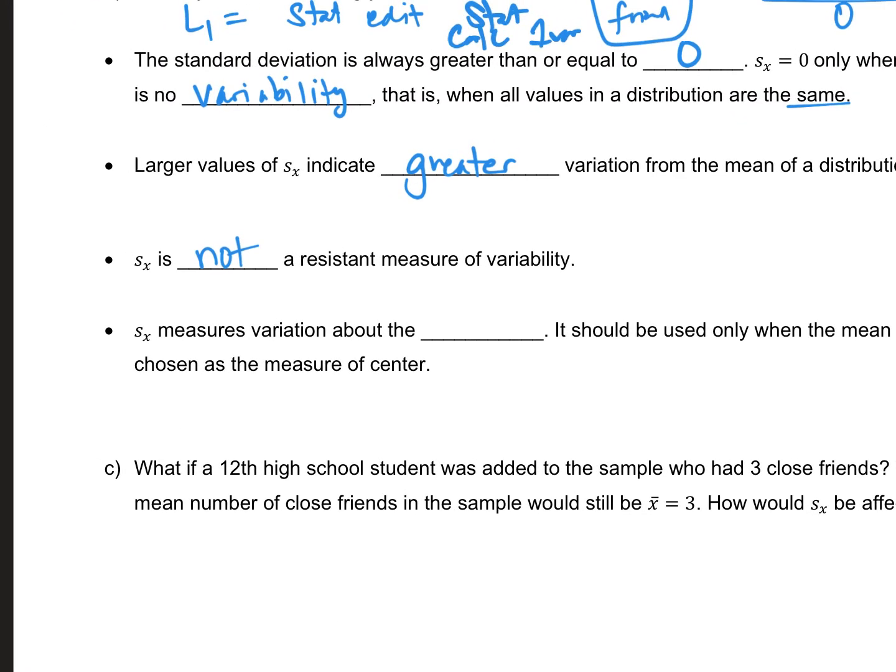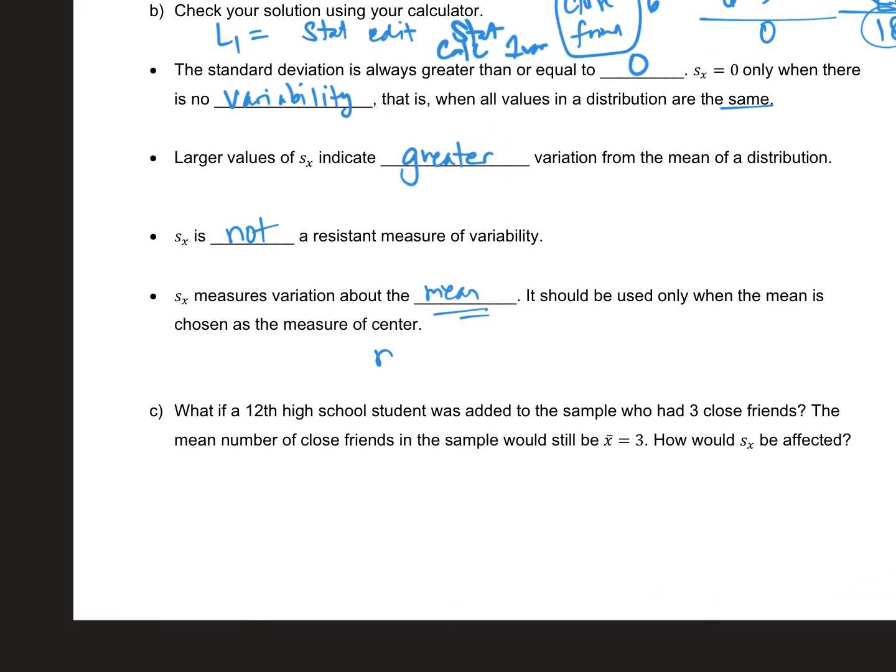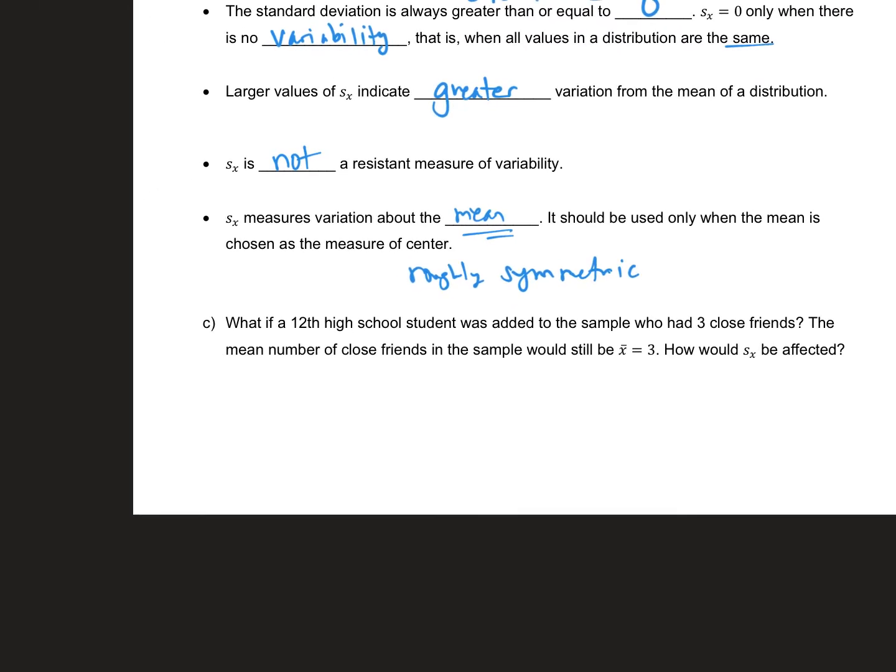And then Sx measures variation about the mean. Don't forget it's about the mean, and it should be only used when the mean is chosen. So we're talking about roughly symmetric with no outliers. Okay, so they go together. When you want to talk about center as the mean, then you'll talk about the standard deviation.